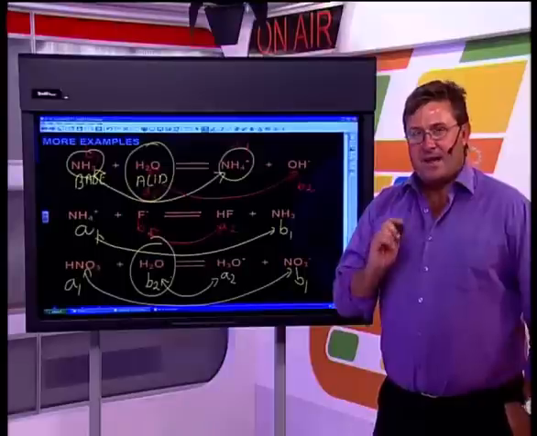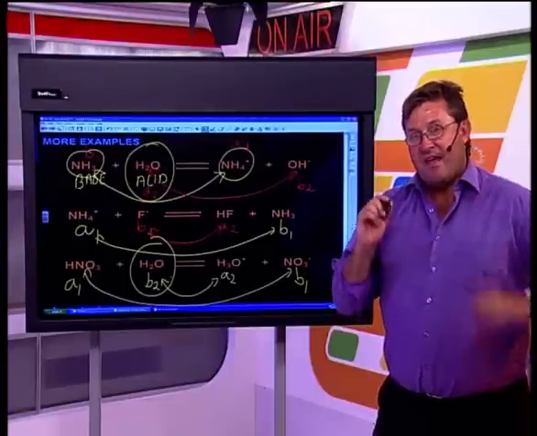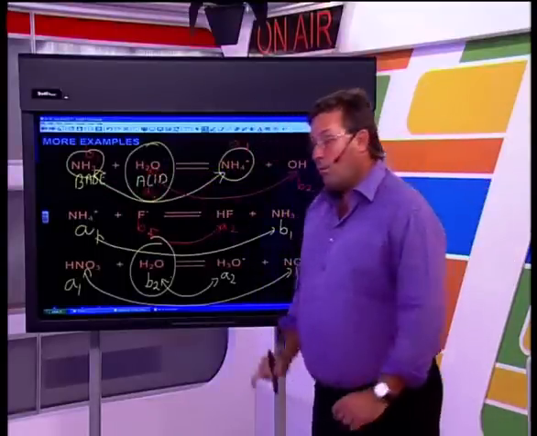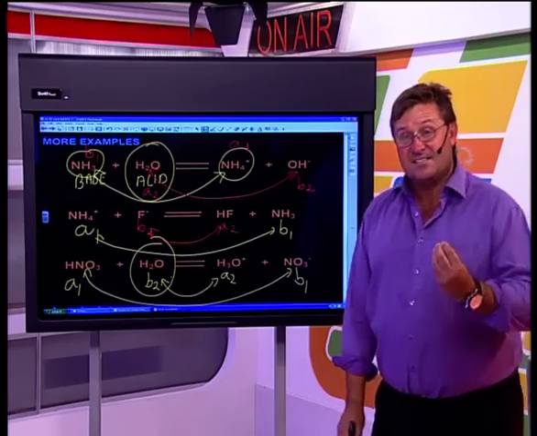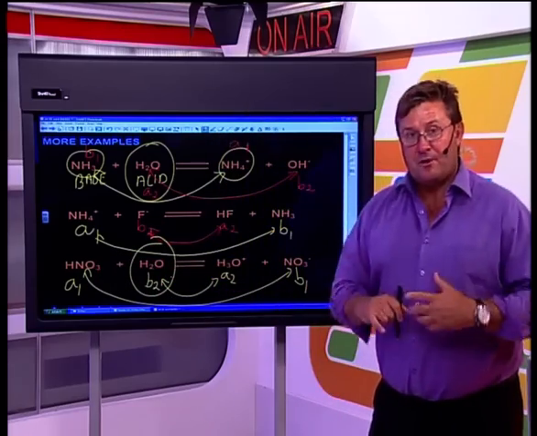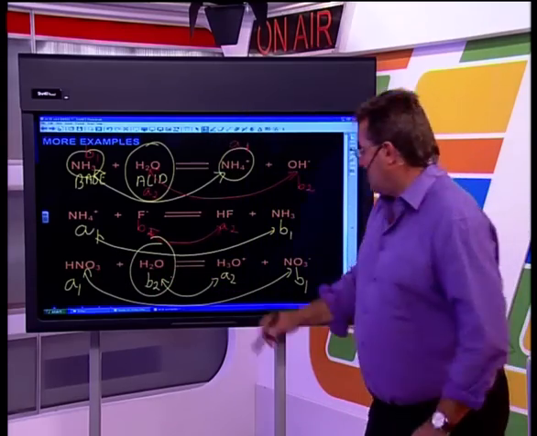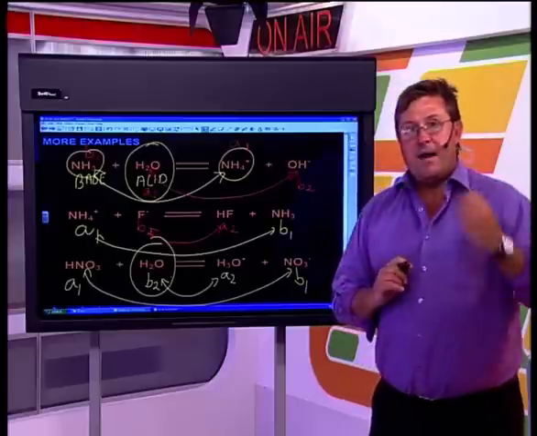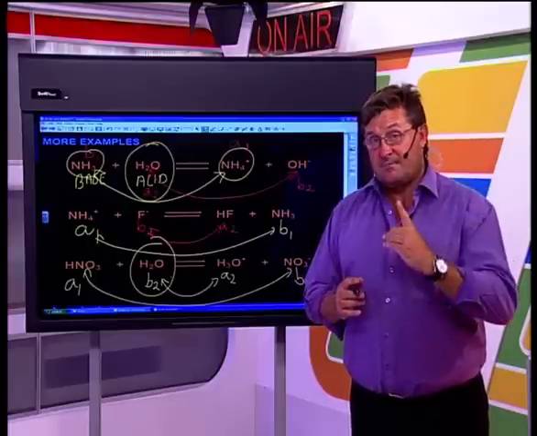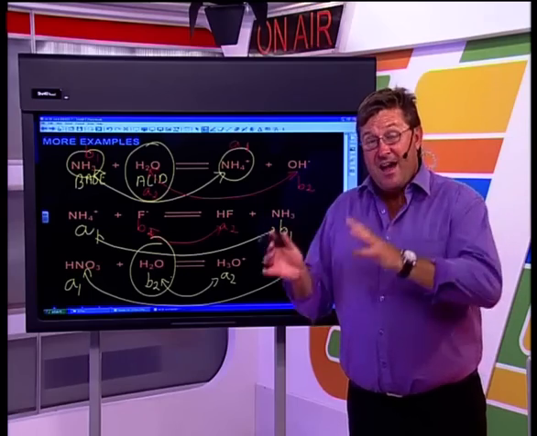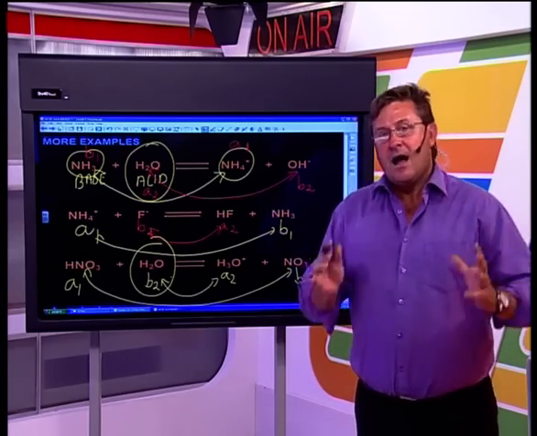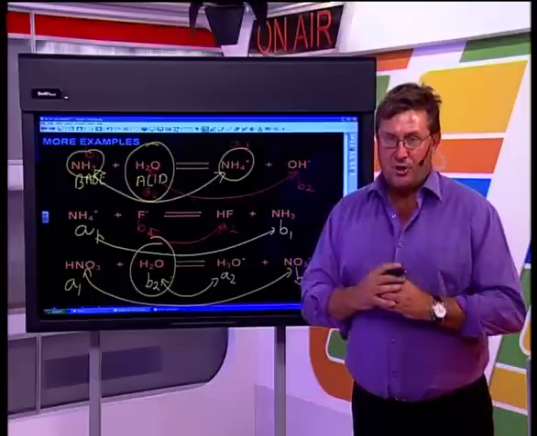Hopefully something's jumping out at you at this stage, and that is that in this reaction over here with NH3, water is actually acting as an acid. Yet, when it reacts with HNO3, with nitric acid, it actually acts as a base. Now that is quite unique. We've got a single substance which is able to act as either an acid or a base. And guys, these substances do occur.